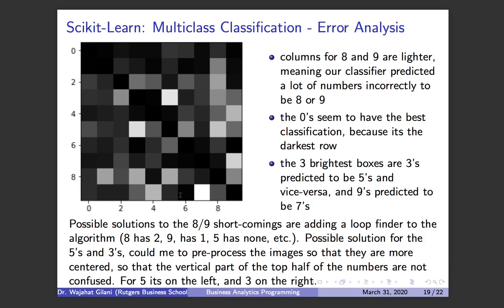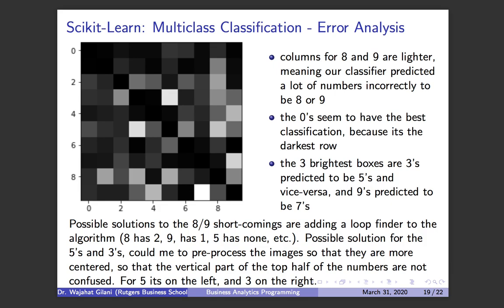Another possible solution for the 5s and 3s could be something called pre-processing the images so that they are more centered. The reason being, if you look at a 5 and a 3, what is the similarity between a 5 and a 3? In the next slide, you guys will see this. The only similarity, if you want to think about it, is maybe the bottom part. The top part is different. The 3 curves like this, the 5 goes straight up and to the right. That's where the confusion is. Somehow it's not making the differentiation on the top part. The bottom part is the same, but the top part for some reason it's not making that differentiation.